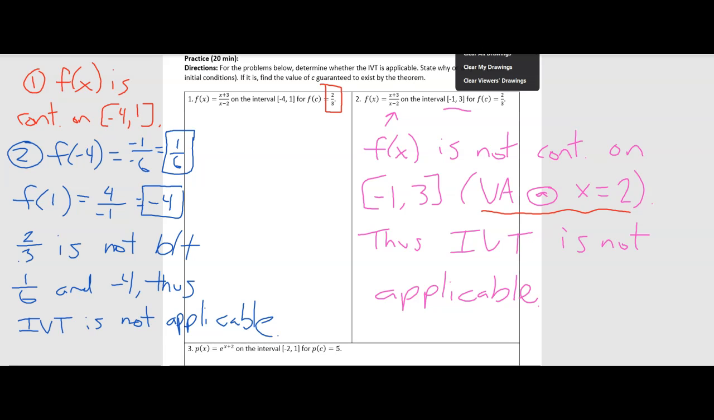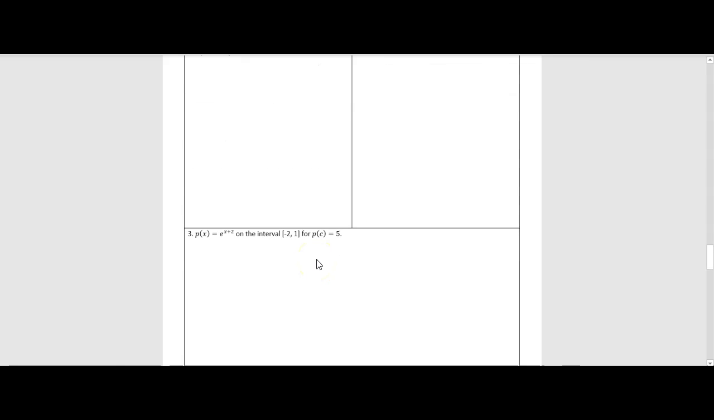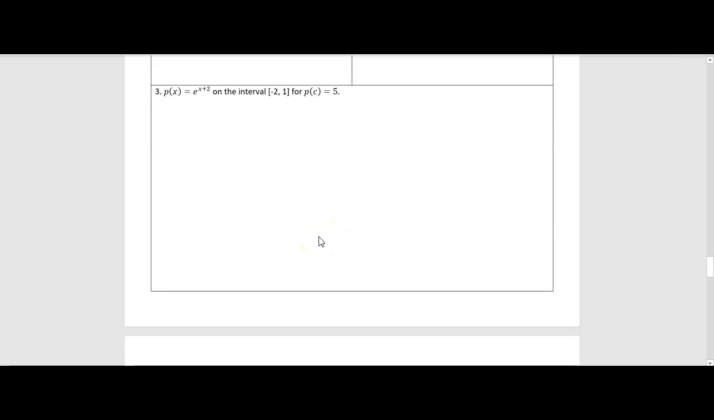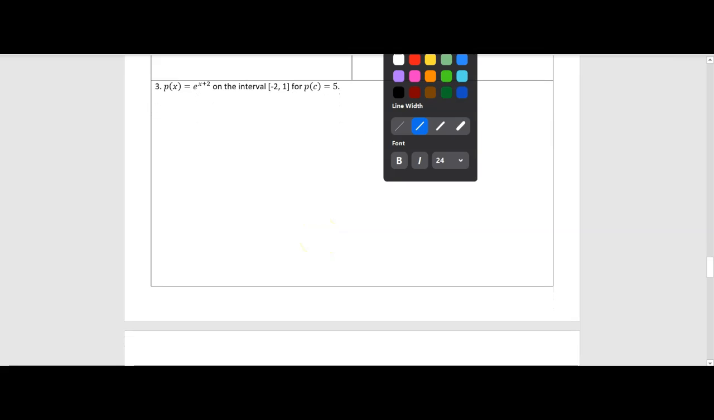Okay, let's look at number 3. Maybe we'll be able to use the IVT here. Make this a little bigger. Okay, so we have a function, p of x. It's an exponential function, e to the power of x plus 2. We are looking at the interval -2 to 1, closed interval, and we're looking for a y value of 5.